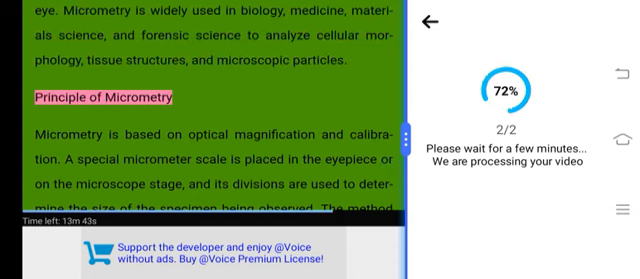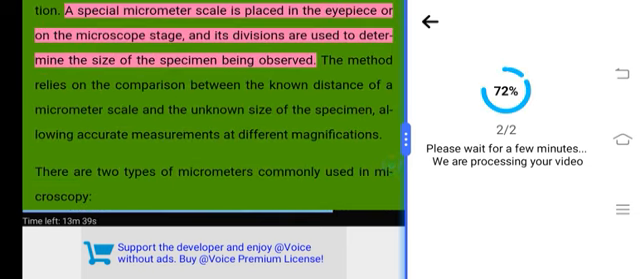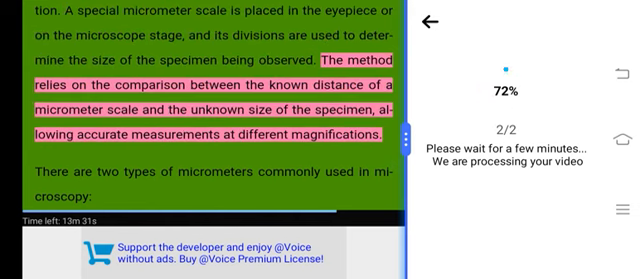Principle of micrometry. Micrometry is based on optical magnification and calibration. A special micrometer scale is placed in the eyepiece or on the microscope stage, and its divisions are used to determine the size of the specimen being observed. The method relies on the comparison between the known distance of a micrometer scale and the unknown size of the specimen, allowing accurate measurements at different magnifications.